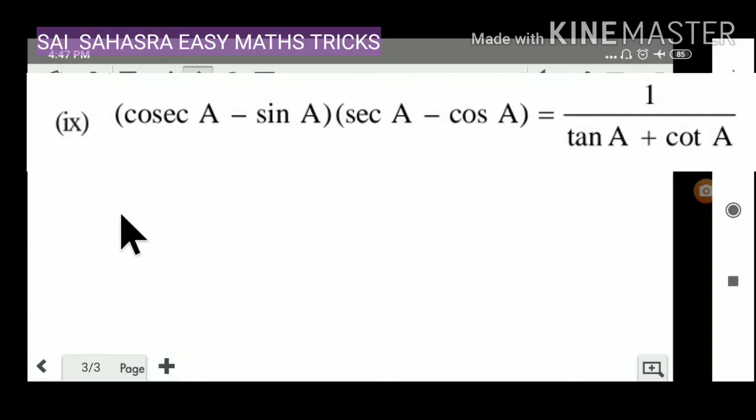Question number 9. We have to prove that cosecant a minus sin a is multiplied with secant a minus cos a is equal to 1 by tan a plus cot a. For that we are taking left hand side first. In left hand side what is there? Cosecant a minus sin a is into secant a minus cos a.